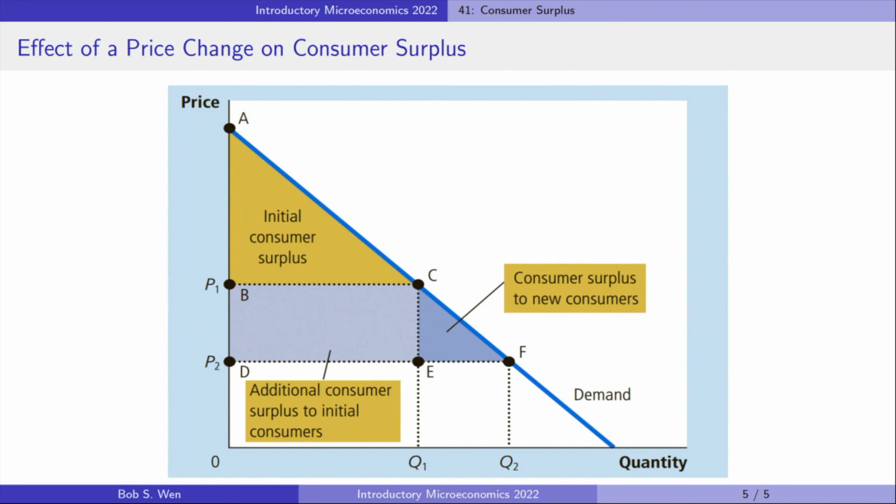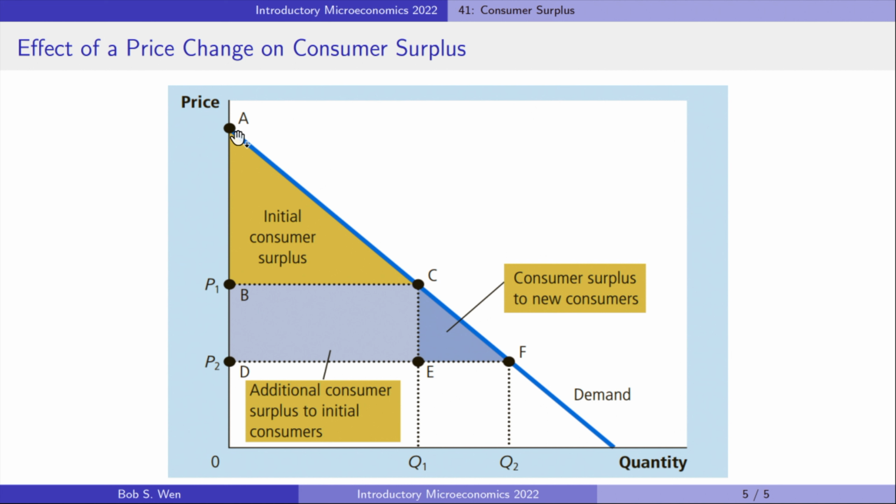Next, let's figure out how a price change affects consumer surplus. As illustrated in the graph, the initial price is P1, the quantity demanded is Q1, and consumer surplus equals the area of the triangle ABC. Suppose the price falls from P1 to P2. The quantity demanded rises from Q1 to Q2, and the consumer surplus rises to the area of the triangle ADF.